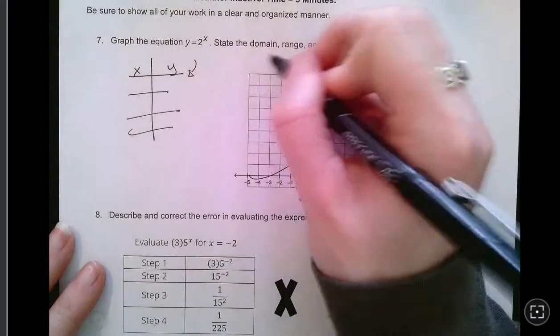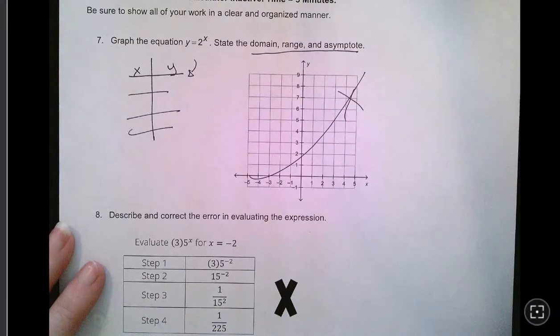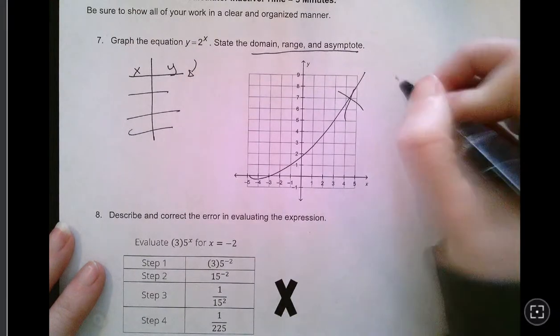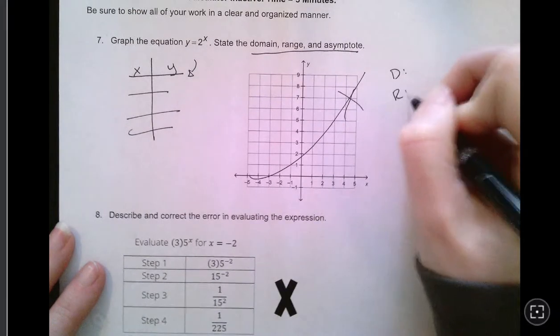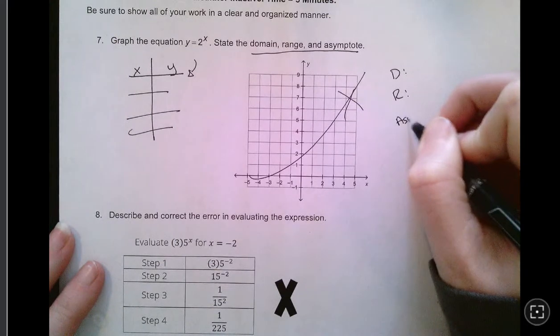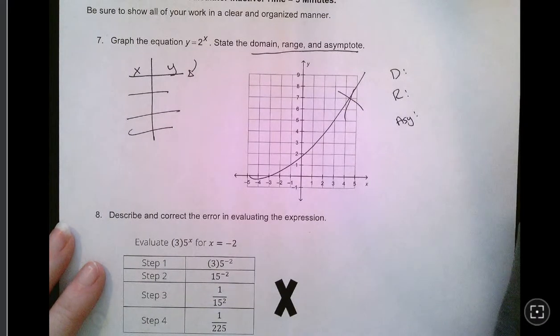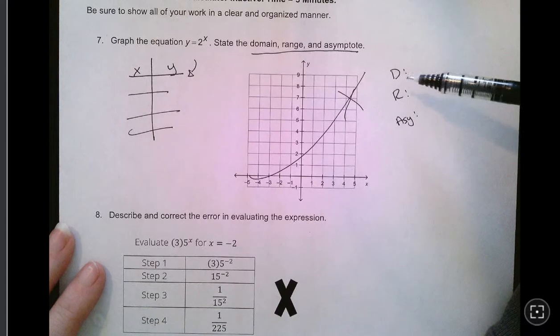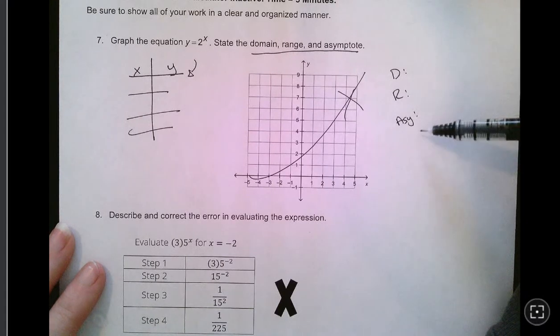Now, the big thing with this domain, range, and asymptote, remember, we haven't done any transformations yet, so those will always be the same. They're never going to change. So you need to look back into your notes and find, well, what is that definition, and what does it say the domain, range, and asymptote are for all of our exponential functions so far.